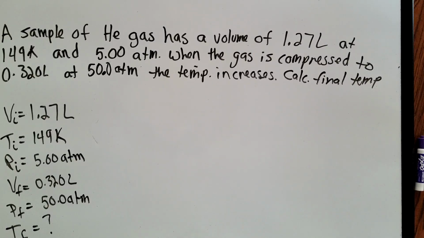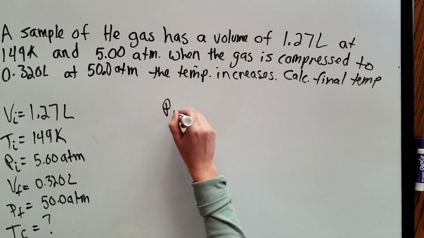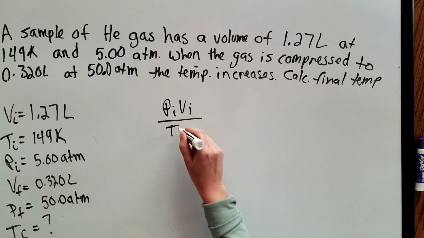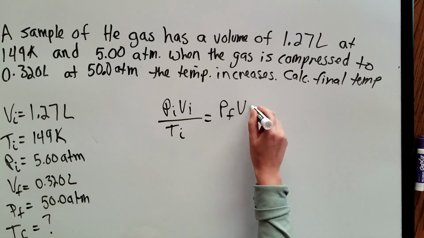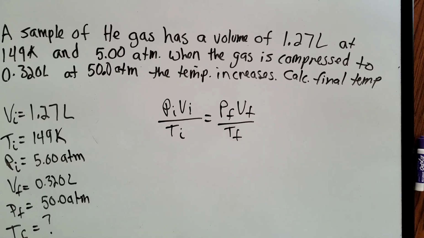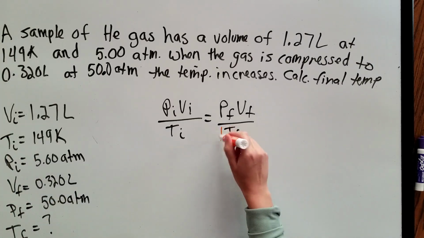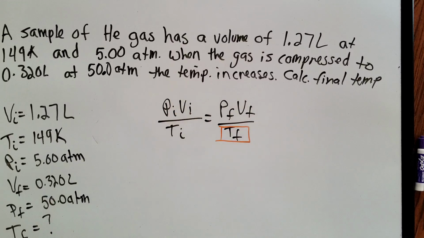Looking through my equations, I need equations that have all of these variables in them. The equation that's going to work for me is PI VI over TI is equal to PF VF over TF. So I have all variables except for TF, which is what I'm trying to solve for. So I'm going to rearrange this equation so that TF is all by itself, and everything else is on the other side of that equal sign.